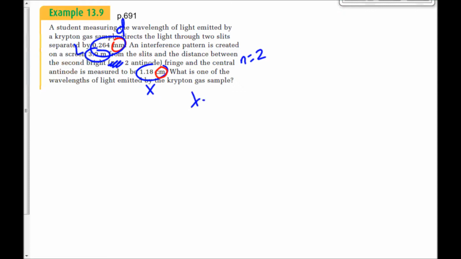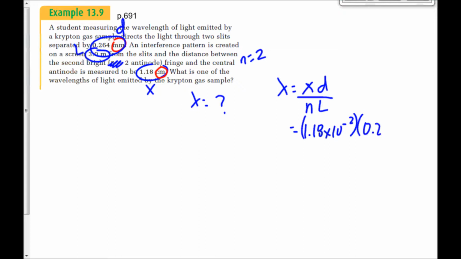We're looking for the wavelength here. In this case, we're probably going to say lambda is equal to xd over n times L, right? X is going to be 1.18 times 10 to the minus 2. D is going to be 0.264 times 10 to the minus 3. N is going to be 2. And L is going to be, what is L? 3.0 meters.